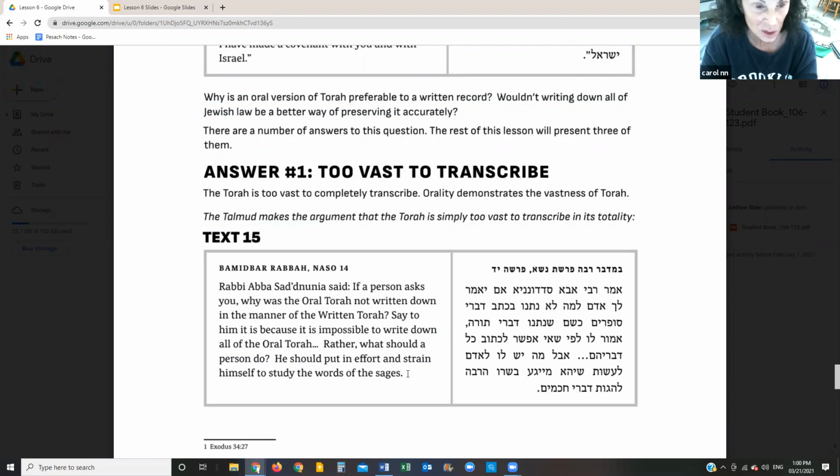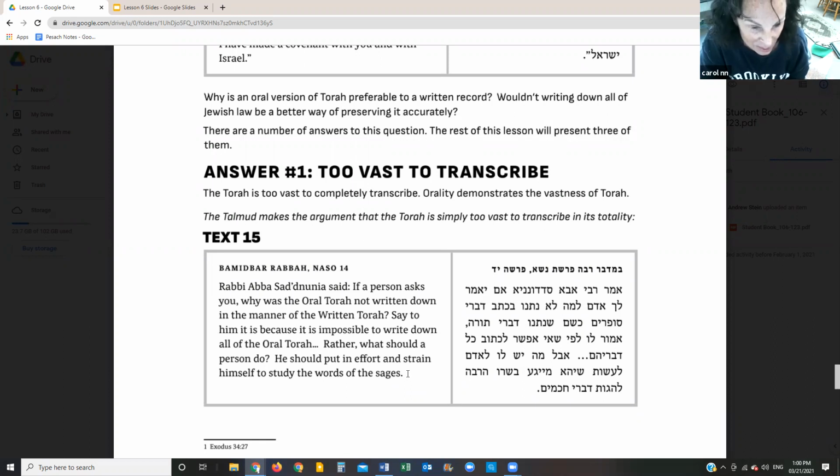Number 1, the Torah is too vast to completely transcribe. Orality demonstrates the vastness of the Torah. The Talmud makes the argument that the Torah is simply too vast to transcribe in its totality.